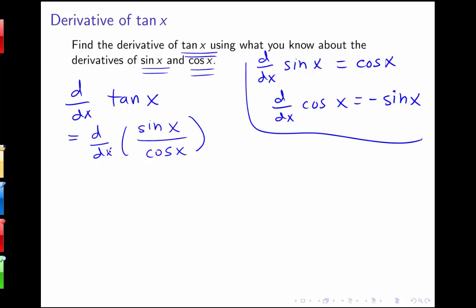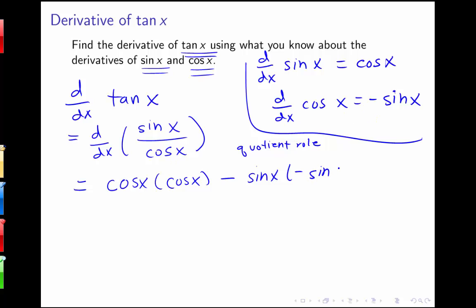Notice that because tangent is equal to sine over cosine, I can use the quotient rule to find the derivative of sine x over cosine x. So this is, again, good practice using the quotient rule. That means that we need the bottom function, cosine x, times the derivative of the top function, which is also cosine x, since the derivative of sine x is cosine x, minus the top function times the derivative of the bottom function. So here we're going to use that the derivative of cosine is negative sine x. And this is all over cosine squared x, that bottom function squared.